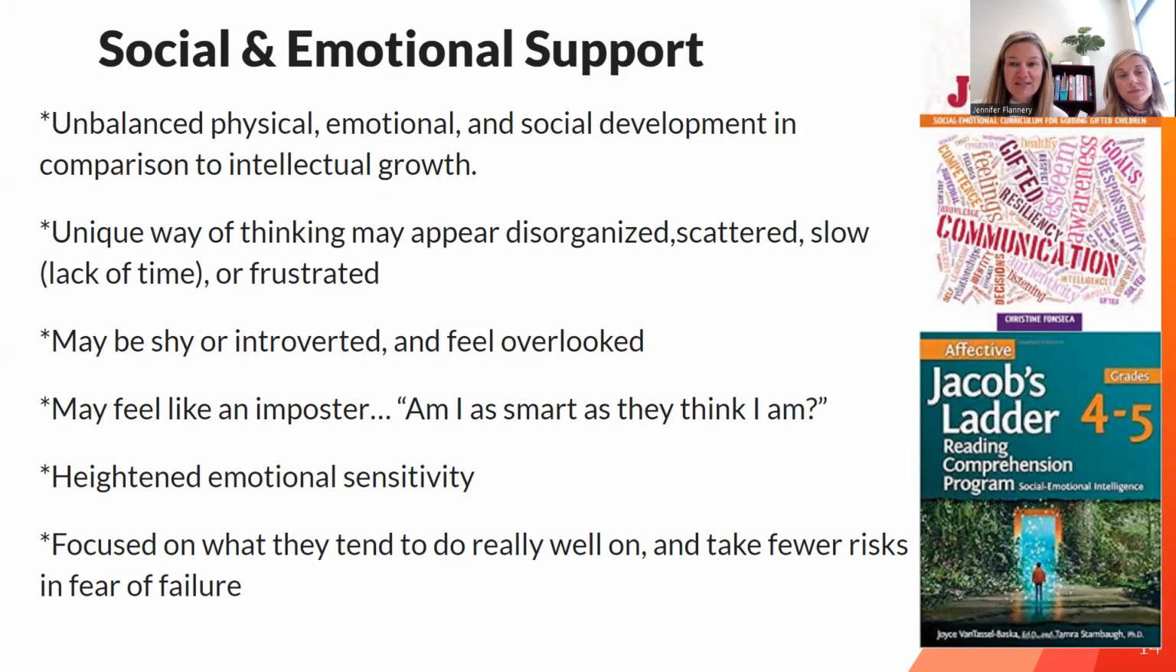You may notice some of these characteristics in your gifted learner. They always have a unique way of thinking. Sometimes they appear disorganized or scattered, or slow due to a lack of time, or maybe being a perfectionist and not being able to give up on something until they've got it just right. They may get easily frustrated. Your child may be shy or introverted and sometimes feel overlooked. Imposter syndrome is very real.